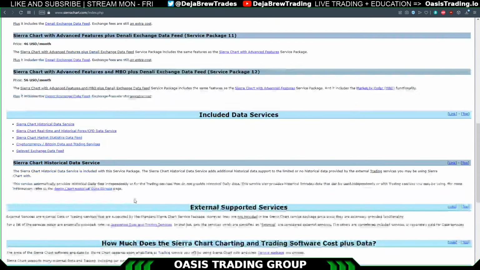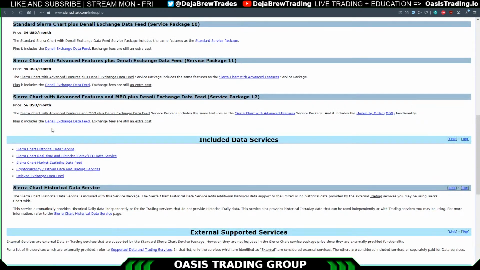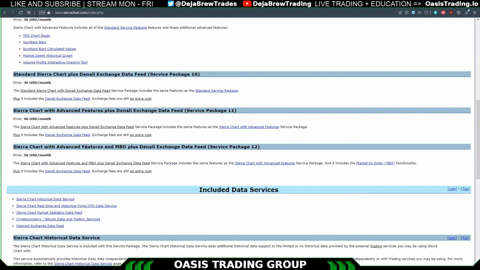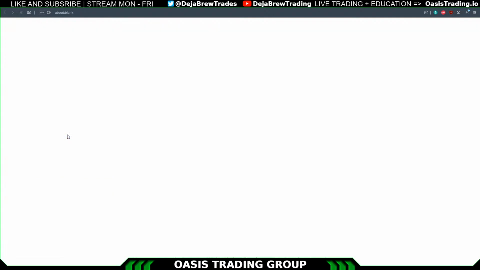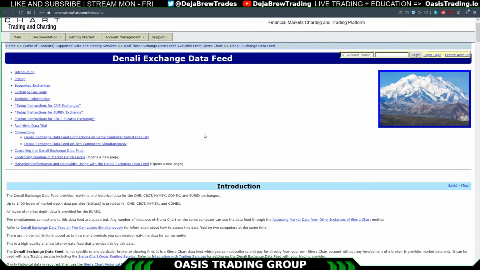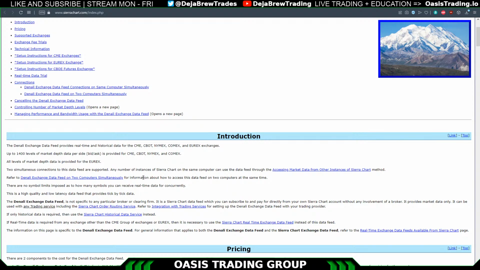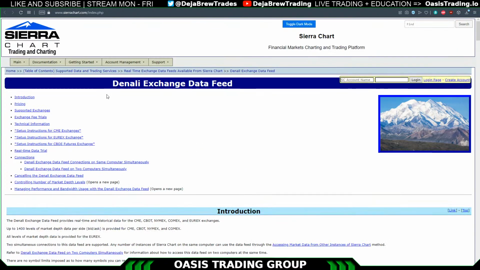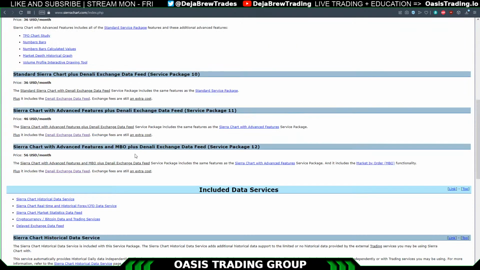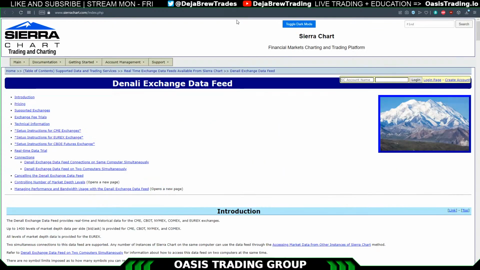So it seems like their highest plan is $56 a month. That's not bad actually. They used to be a lot more. What is the Denali exchange data feed? This is actually not bad. These data feeds are usually very expensive. So if that comes with a data feed for $46 a month, that's actually not bad at all.